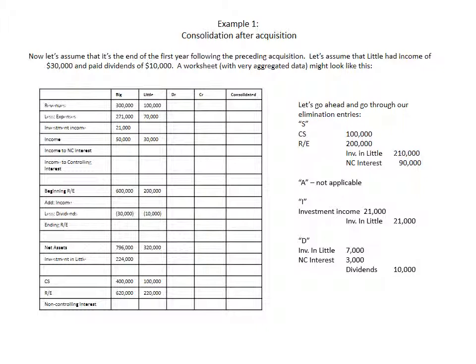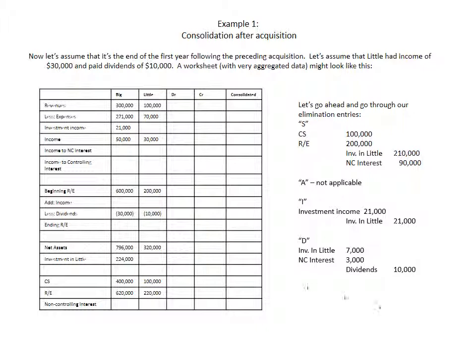Same thing applies with the non-controlling shareholders. When dividends are paid out, that reduces little company's total equity, which reduces the non-controlling shareholders' claim on that equity. So although the non-controlling shareholders started the year with $90,000, because of the dividends that reduced equity, it reduces the non-controlling interest by $3,000.